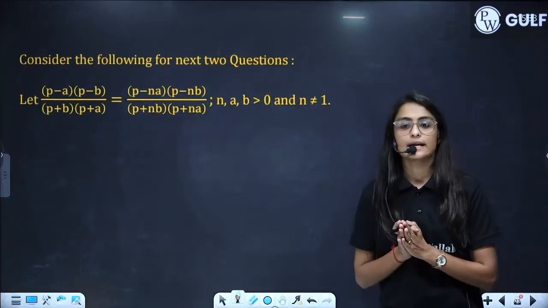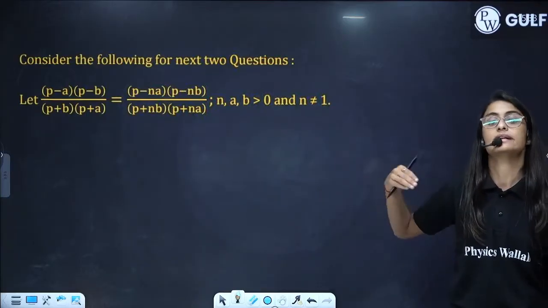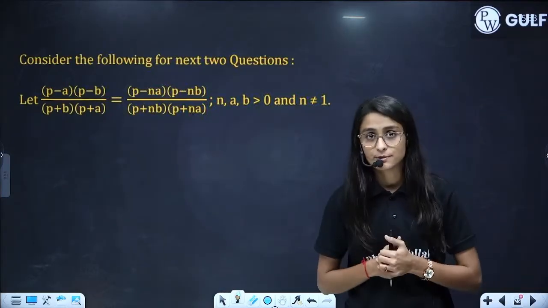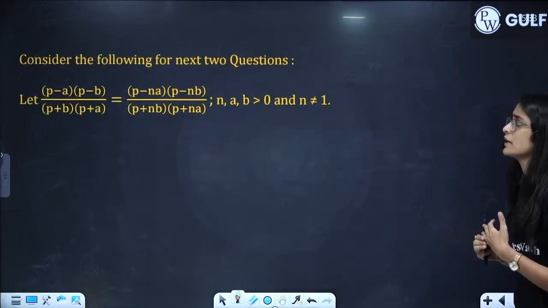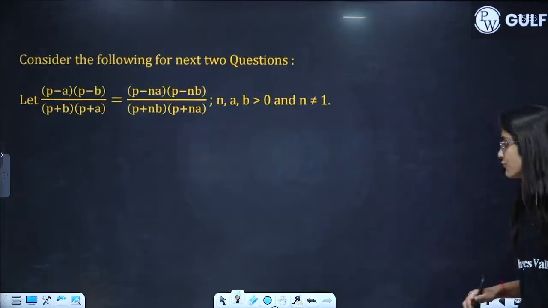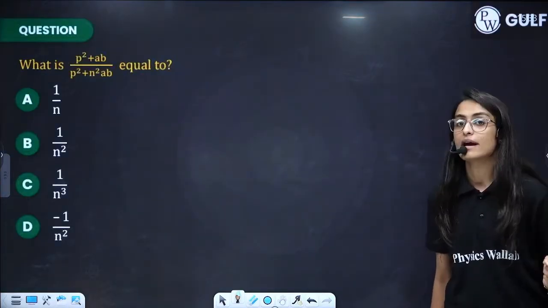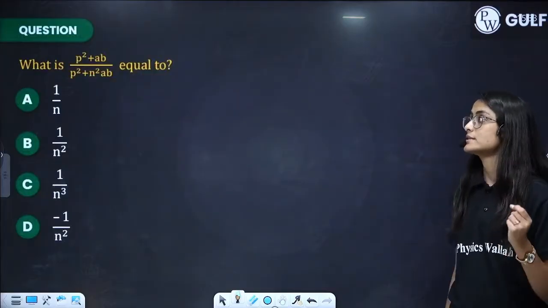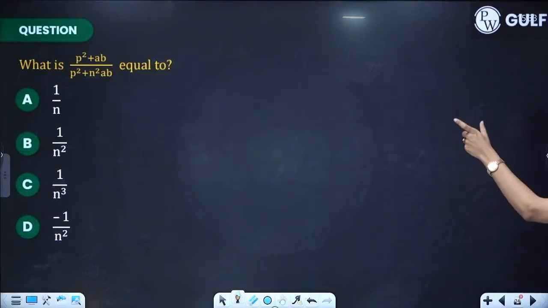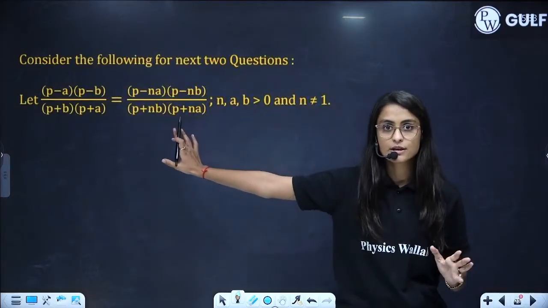Here in this particular question, you have been provided with the expression wherein you have to solve the next two questions using this. Now, what possible methods could you think of? First of all, let us see for what you are solving this. You have to solve for p square plus ab divided by p square plus n square ab. Okay, now to obtain this expression, you'll have to solve this.